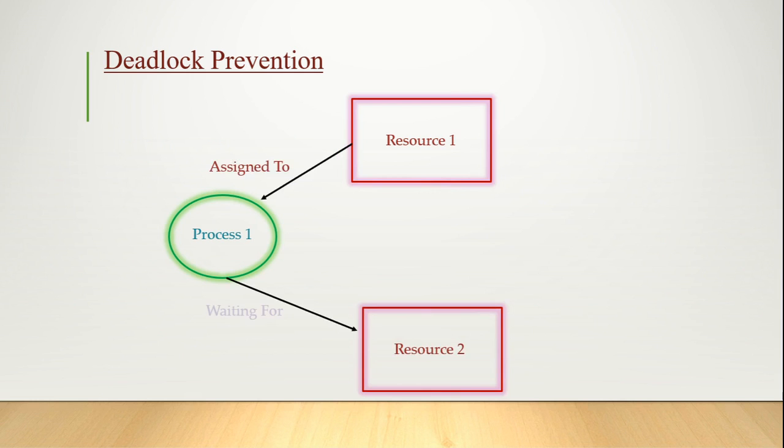Here in the graph, we can see that resource 1 is assigned to process 1. Process 1 is waiting for resource 2. This is the condition called hold and wait.